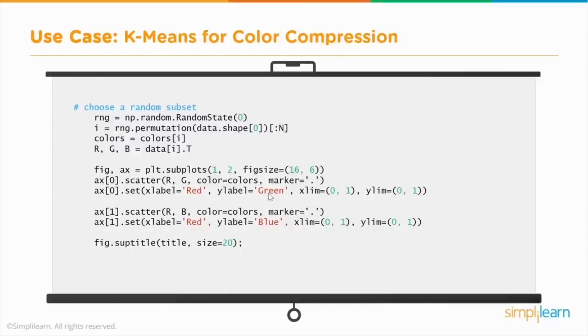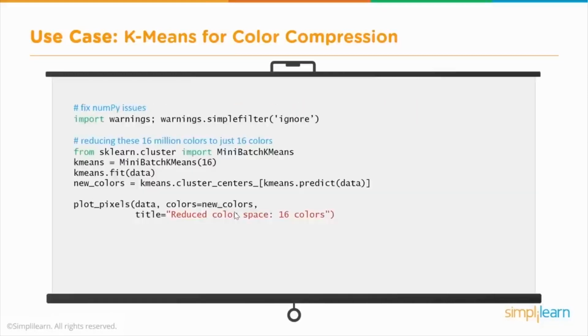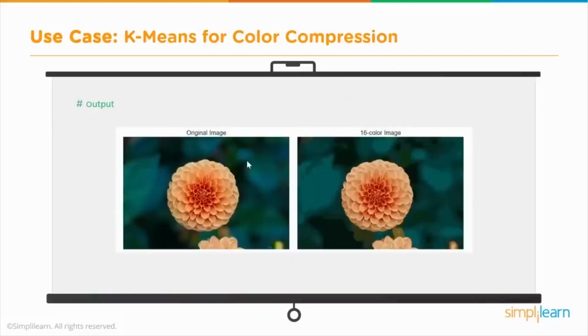There are millions of colors, and now we need to bring it down to 16 colors. So we use k equal to 16, and this is how it looks when we visualize it. The input color space has 16 million possible colors, and we just compress it to 16 colors. This is how the original image looks, and after compression to 16 colors, this is how the new image looks.